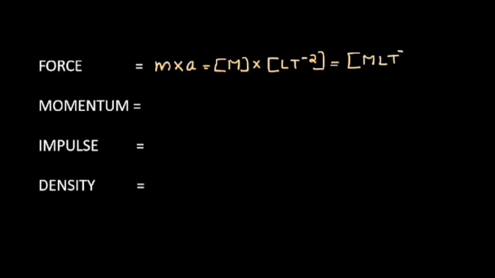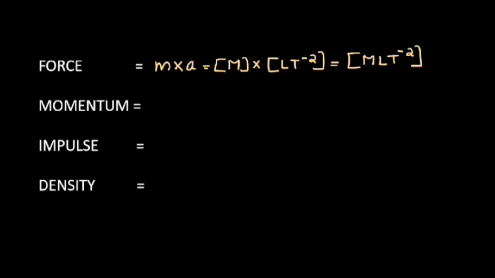So let's find out the dimension of force. The equation of force is mass into acceleration. What is the dimension of mass? It is capital M into, what is the dimension of acceleration? It is L T raised to minus 2. So the dimension of force will be M L T raised to minus 2. So the dimension of force is M L T raised to minus 2.